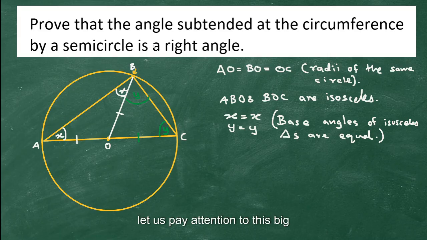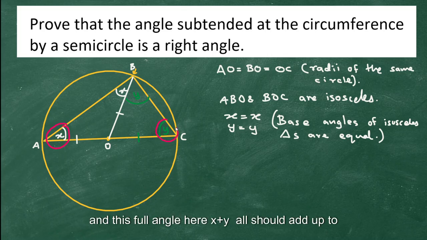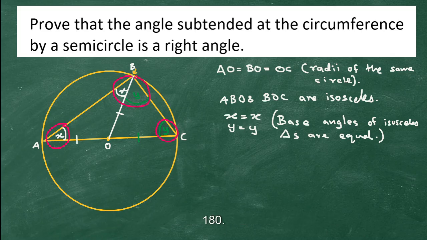Now let's pay attention to this big triangle A, B and C. Now we can see this angle here x, this angle here y, and this full angle here, x and y, all should add up to 180. Why? Because they are interior angles of a triangle.